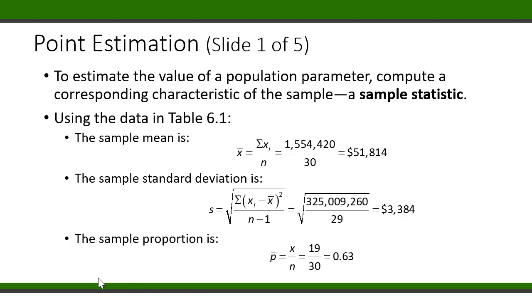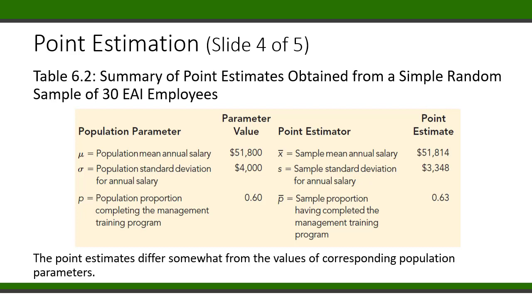Now, it may be that all you want is the mean and standard deviation, and you're not looking at any proportions in your data. So they're just giving you the way you would calculate either one of those if that's what you're looking for. If we run through that, we can see, like I said earlier, we can calculate the actual population mean for the annual salary, the actual standard deviation for the population's annual salary, and the actual proportion for the population that's completed the management program.